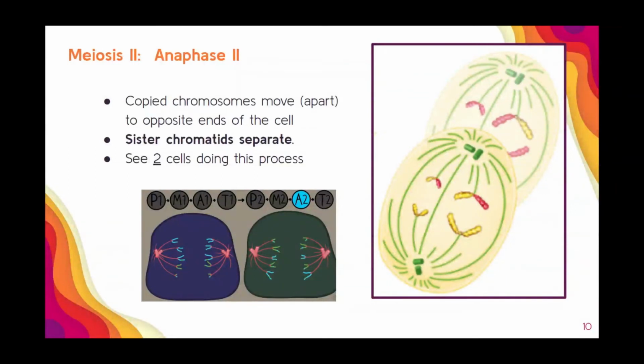Anaphase 2. Again, anaphase apart. Copied chromosomes are pulled apart to the ends of the poles. You might also hear this is where the sister chromatids separate. And again, you know it's meiosis 2 because you see 2 cells doing this process at the time.